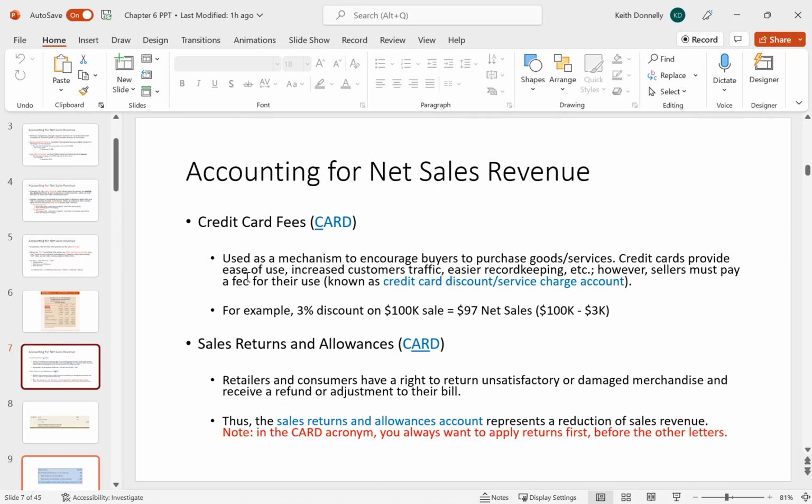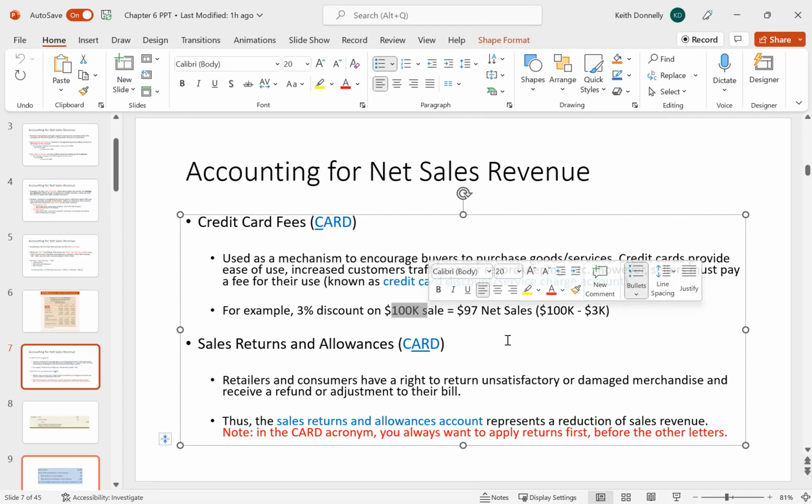It's just more efficient. The downside of a credit card, and this is why some businesses are cash only because the owners really don't like this, is every time somebody comes in and they use a credit card, you got to give a percentage of that sale to the credit card company, like Visa, MasterCard, and it's like 2 or 3%. Right? So this idea, right, when we're talking about net sales, if we had 100,000 in sales, the first one of the items in the CARD acronym that we would have to back out are our credit card fees, right?